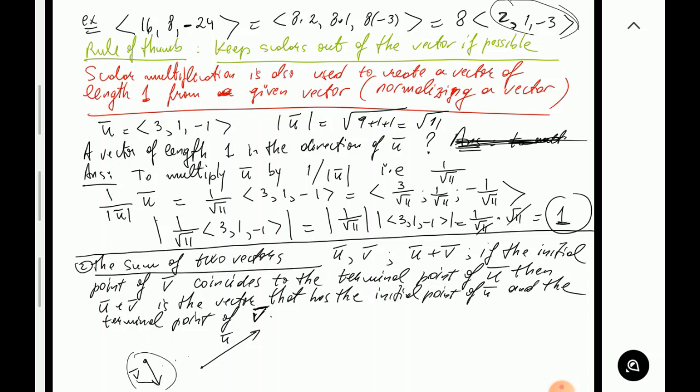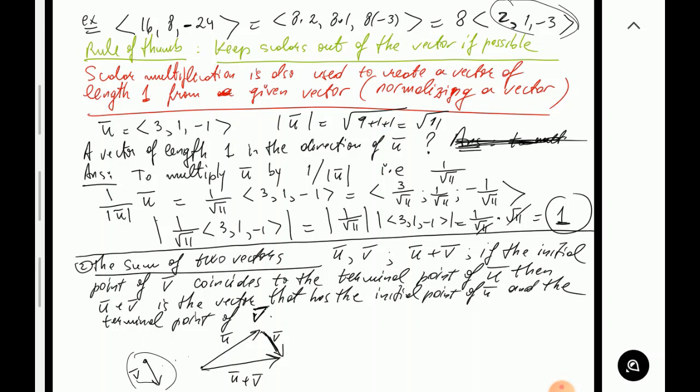So you're going to move it here and then make it so that it starts from the terminal point of u, sorry. That's going to be the same vector v, right? Parallel, same direction, same magnitude. And then once you place them according to the definition, then u plus v is going to be this vector that connects the initial point of u with the terminal point of v.